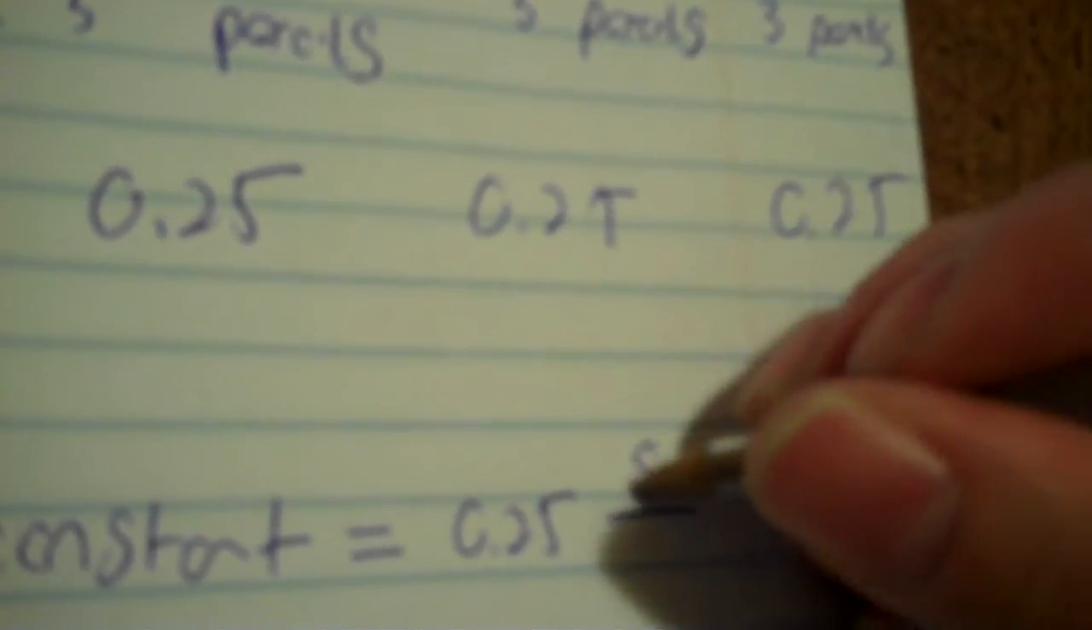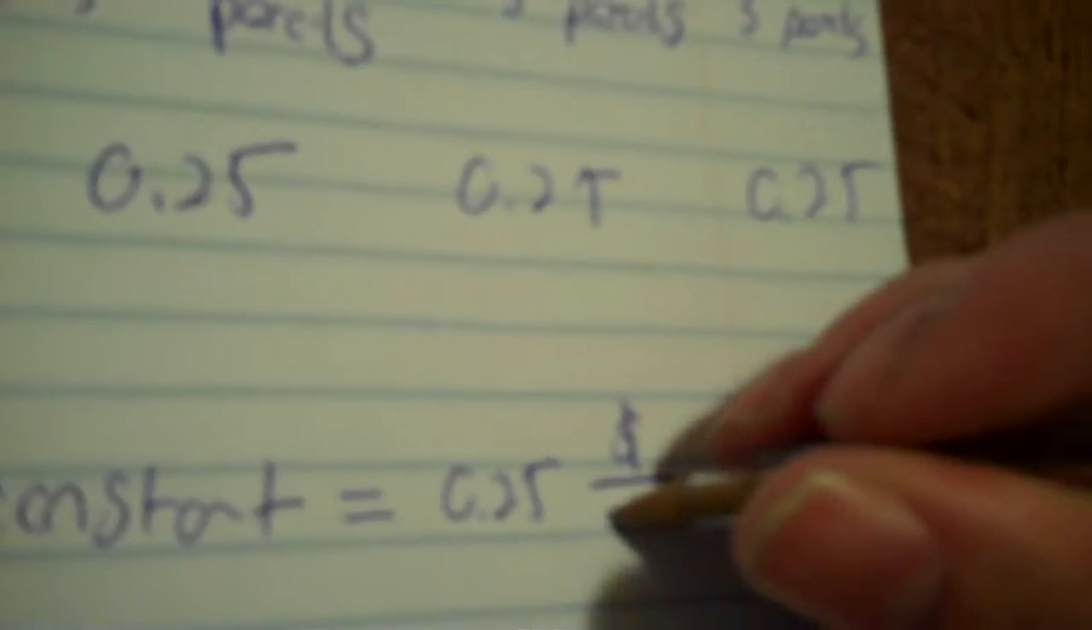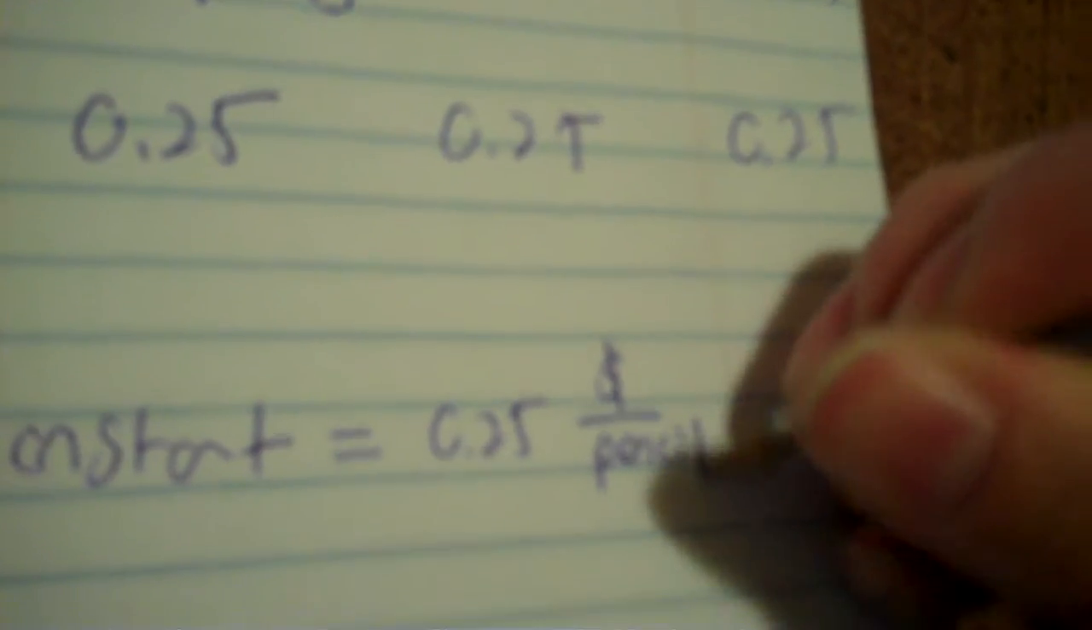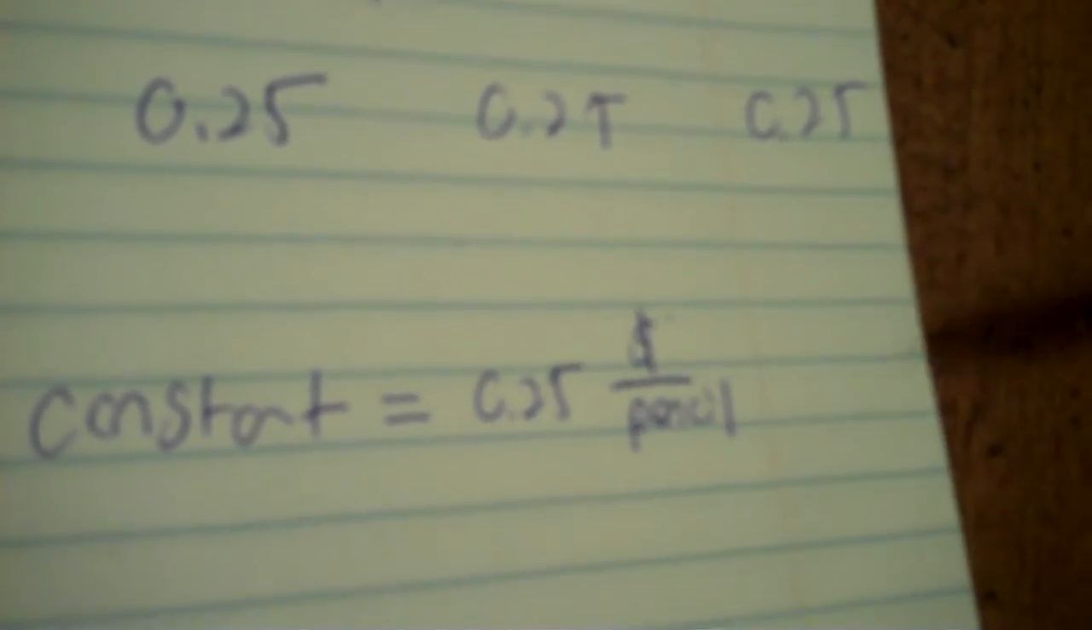Now when it's constant, you need to put something else with it, okay? If it's constant, you put equals 0.25. Now this is how this is labeled. You make a little ratio line, and you put dollars on top, and then pencil on bottom, but don't put the S. It means it's 25 cents per pencil. That means that's your rate of change.